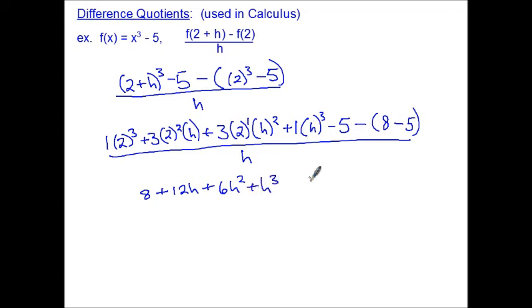And then I've got a minus 5, and then this is going to be minus the 8 minus 5 is a 3. So minus 5 minus 3. And again, all over h. Good news about all those numbers without h's on them, 8 minus 5 minus 3, those all cancel themselves out. And then if you permit me, this h will reduce with the other 3 terms, because they all have an h in them. And so, well, without changing the order here, I'll have 12 plus 6h plus h squared.